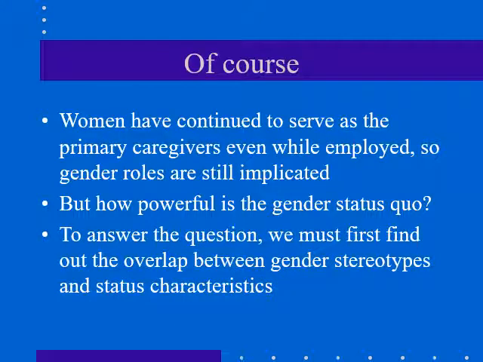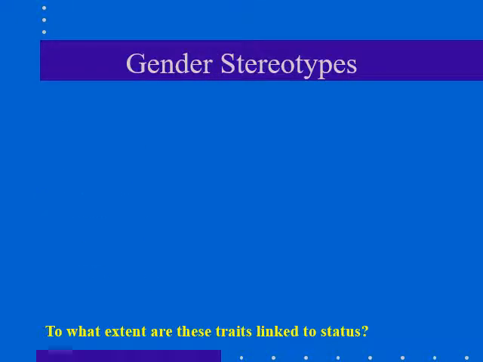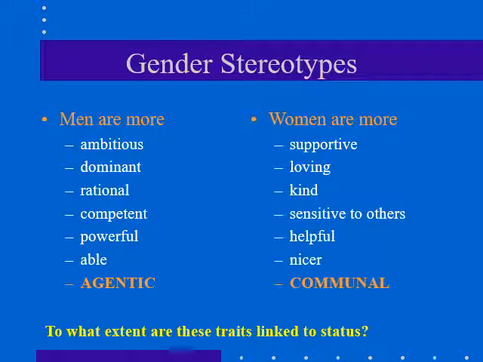Well, to answer that question, we must first find out the overlap between gender stereotypes and status characteristics. In other words, when we look at these agentic and communal traits, we have to ask to what extent they are linked to status, high status and low status.